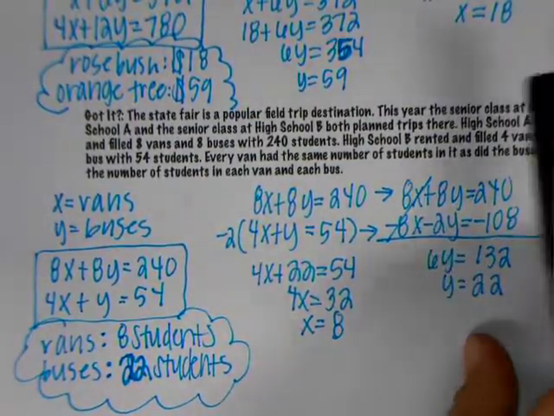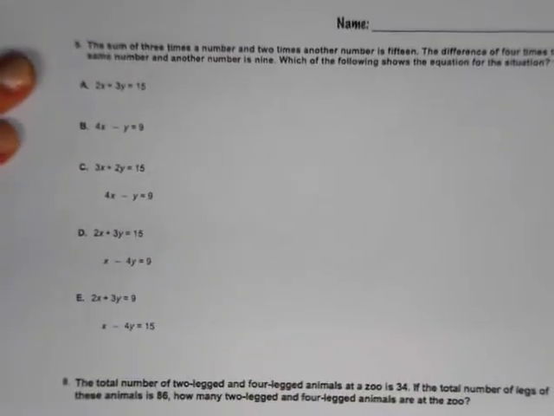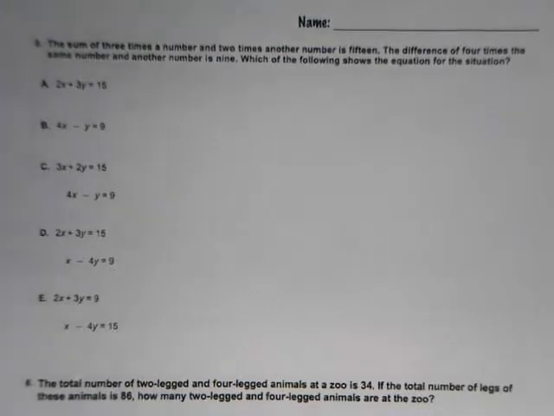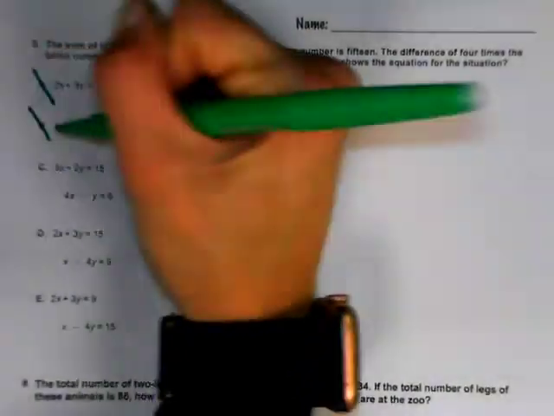Okay. All right, so a couple of little test prep ones. The sum of 3 times a number and 2 times another number is 15. The difference of 4 times the same number and another number is 9. Which of the following shows the equation for the situation? So which one can we eliminate right off the bat? A and B, right? Because it's not a system.